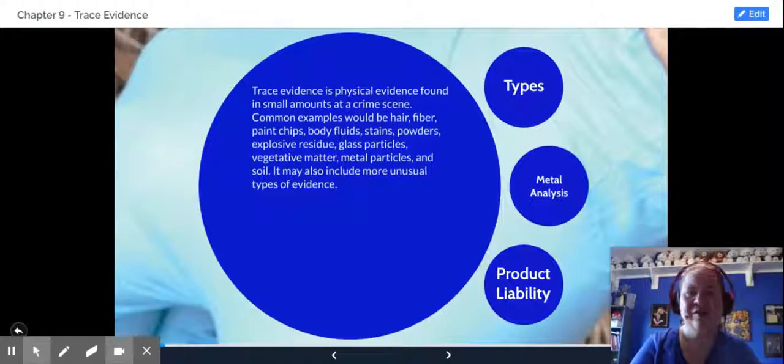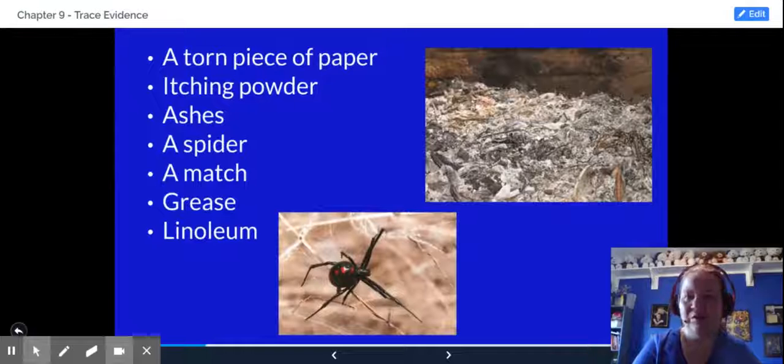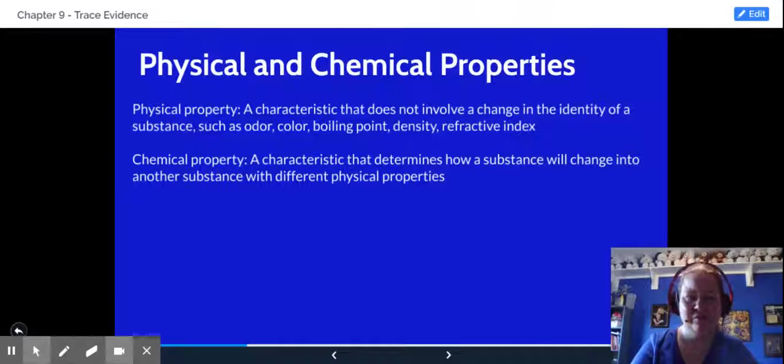All right, so trace evidence is physical evidence found in small amounts like hair, fiber, paint chips, body fluids, stains, powders, explosive residue, glass particles, vegetative matter, metal particles, soil. Pretty much anything that's found in small amounts can be considered trace evidence. Okay, a torn piece of paper, some itching powder, ashes, a spider. Depending on the species, that could be extremely important. Match, grease, linoleum, all these things could be considered trace elements, okay, or trace evidence.